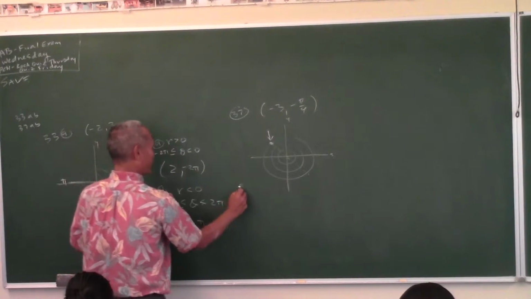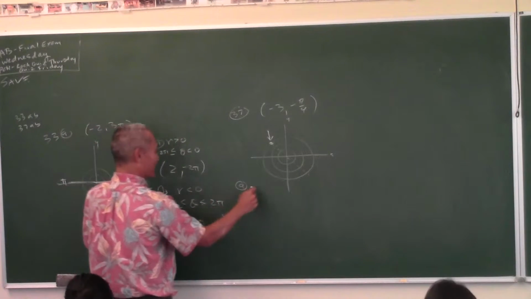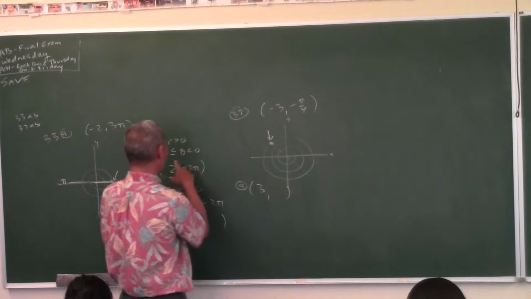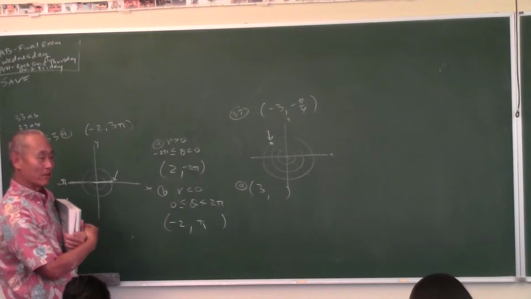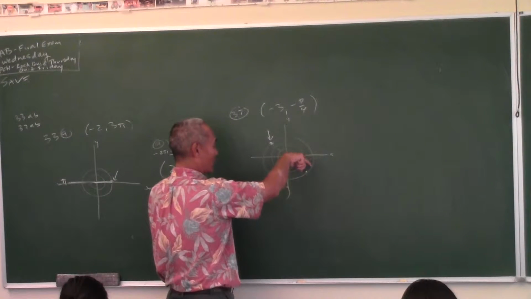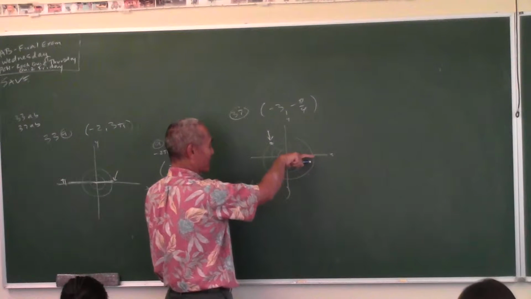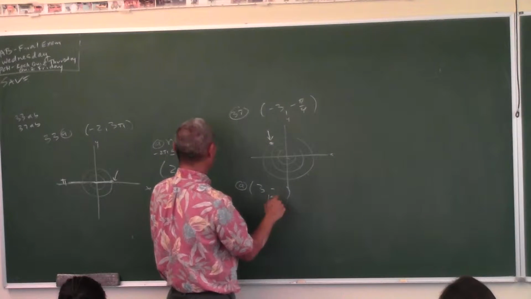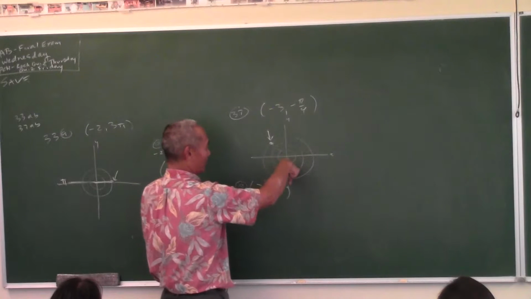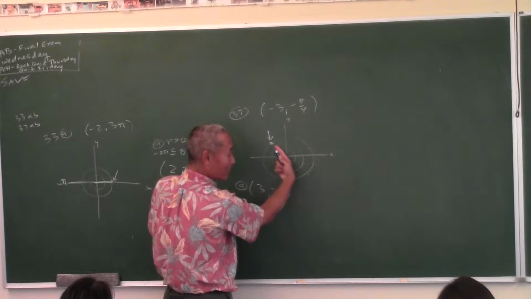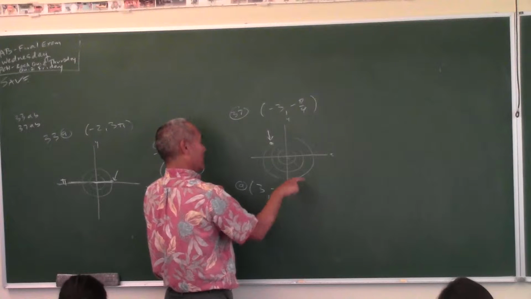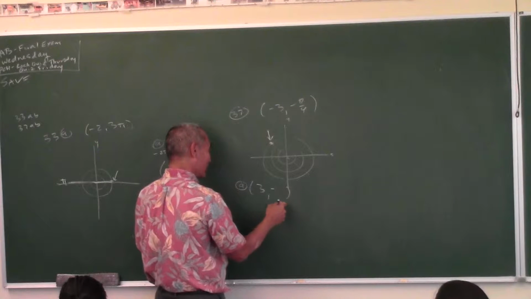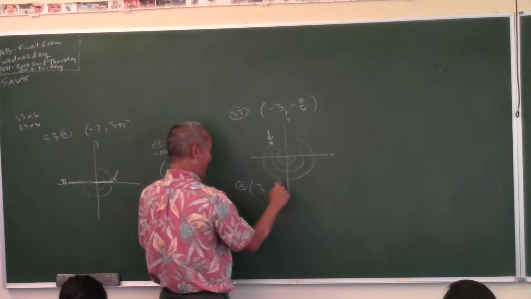Okay, so A. We want R to be positive. So how far from the origin am I? 3. And we want the angle to be between negative 2 pi and 0. So that means I want to go clockwise this much. So from here, if I go clockwise, what is that? That's pi plus pi over 4. 5 pi over 4. Thank you.